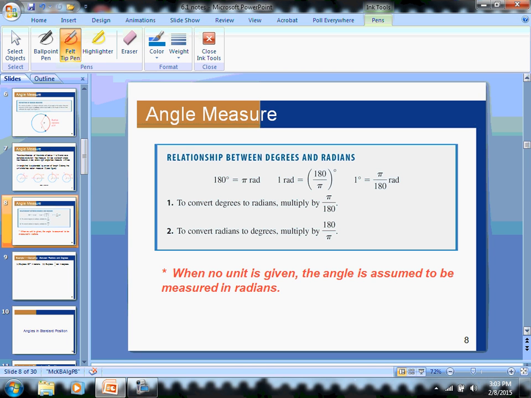But if you have a degree measurement and you want to convert it to radians, then you have to multiply by pi over 180. And if you have a radian measurement that you want to convert to degrees, then you have to multiply by 180 over pi. Now the way I remember this is that if you're trying to convert to radians, then you put the pi on the top of the fraction, because pi goes with the radians. If you're trying to convert to degrees, then you put the 180 degrees on top.